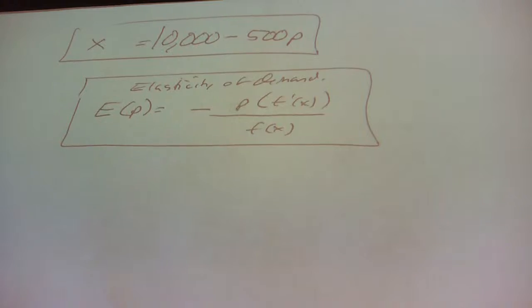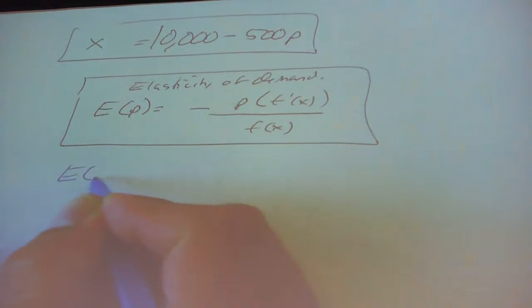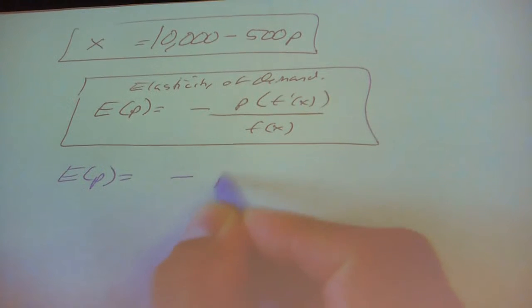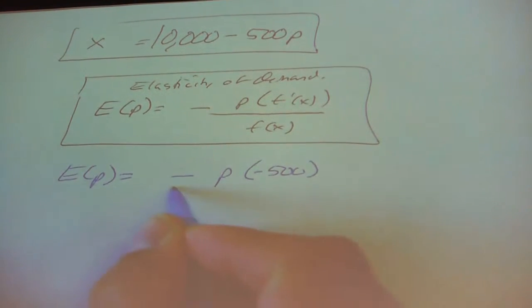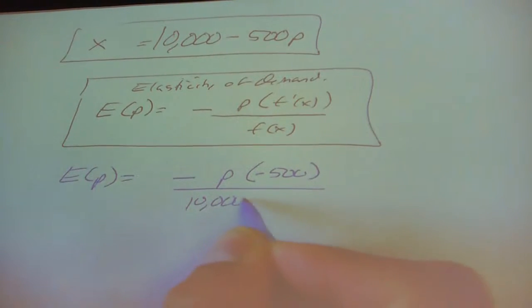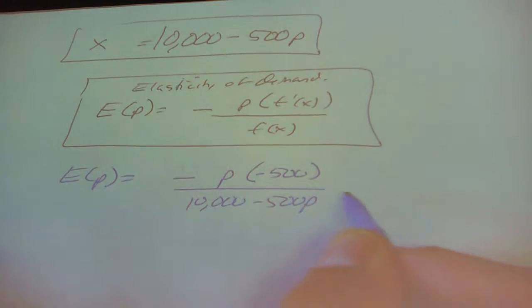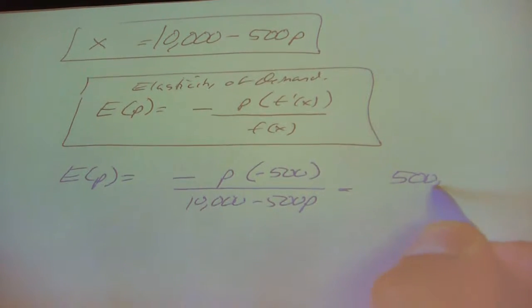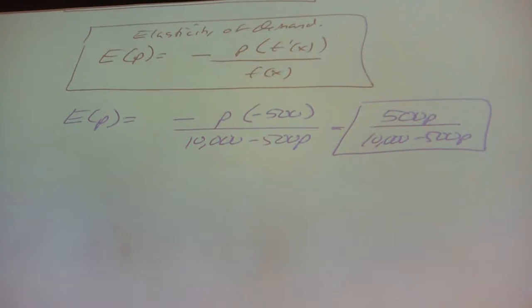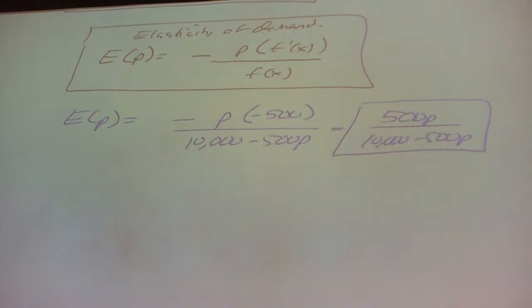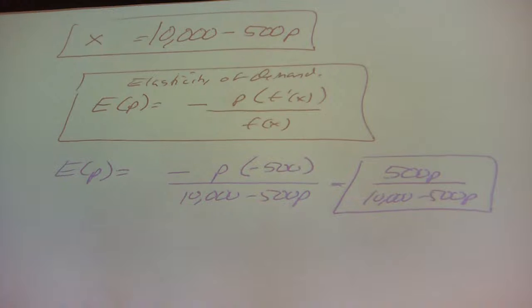All right, so we're going to go through this nice and slowly with the right function. It's negative p for p. The derivative is going to be what? Negative 500 over the original 10,000 minus 500p, which simplifies to 500p over 10,000 minus 500p. Again, you can simplify, but let's just stick with that. Does everybody see how to go from the equation to get our elasticity of demand function?